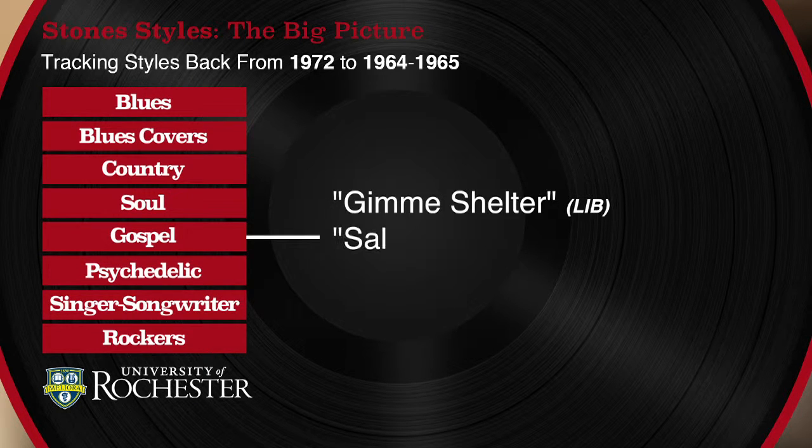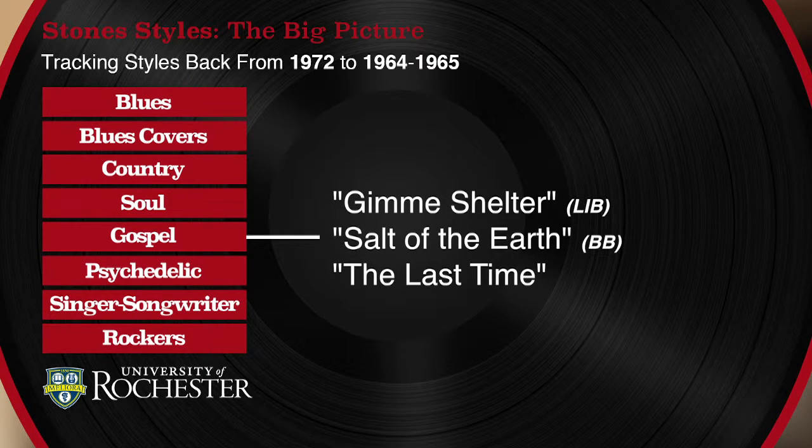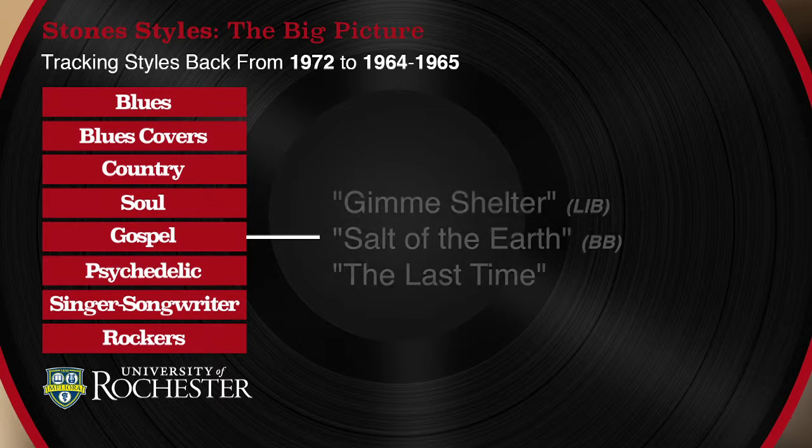All right, what about gospel? Well, we spent a lot of time talking about gospel on Exile on Main Street. I Just Want to See His Face, Shine a Light. How far can we take that back? How about Gimme Shelter on Let It Bleed, Salt of the Earth on Beggar's Banquet, and finally back to The Last Time. Right? That song, one of the big hits of 1965, which of course was based on a version of a song by the Staple Singers, a gospel group. So that one works pretty well.